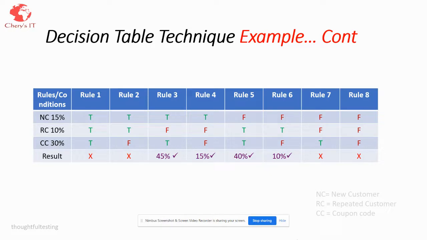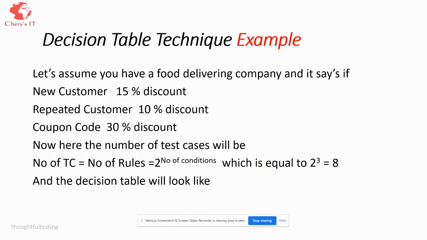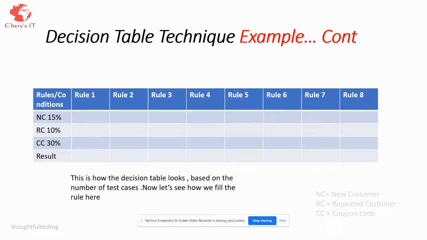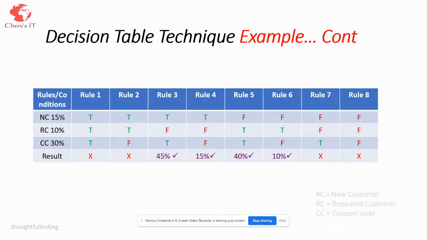Suppose this is the 8-rule table. Suppose in this requirement I am only giving two conditions. Then the number of test cases will be 2 to the power of 2, which is 4, so you will have only 4 rules. In the first row, you will write 2 as true and 2 as false. In the second, 1 true and 1 false, repeated. In the third, true, false, true, false. You just need to concentrate on the first one: first two true, second two false.